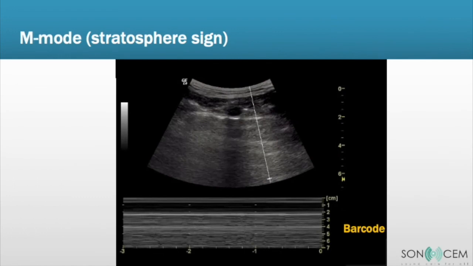In pneumothorax, if we put in M mode, it will produce a barcode sign, or we call that a stratosphere sign. You only can see the sea without the shore.